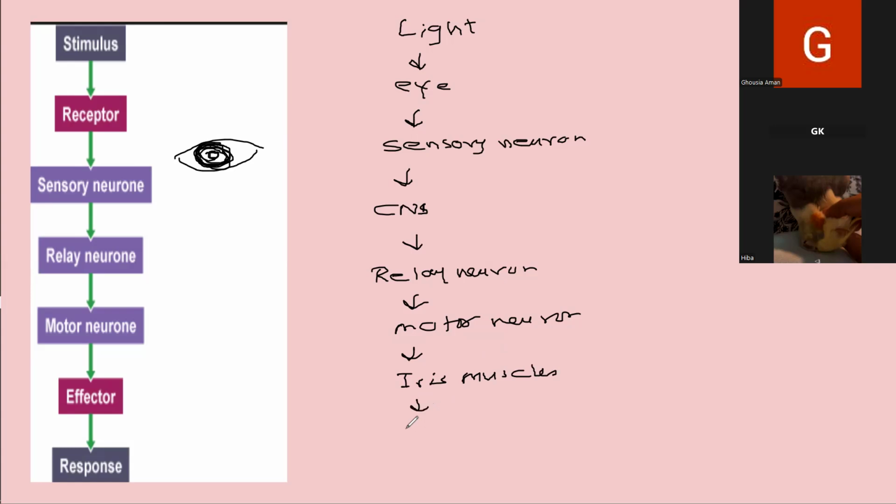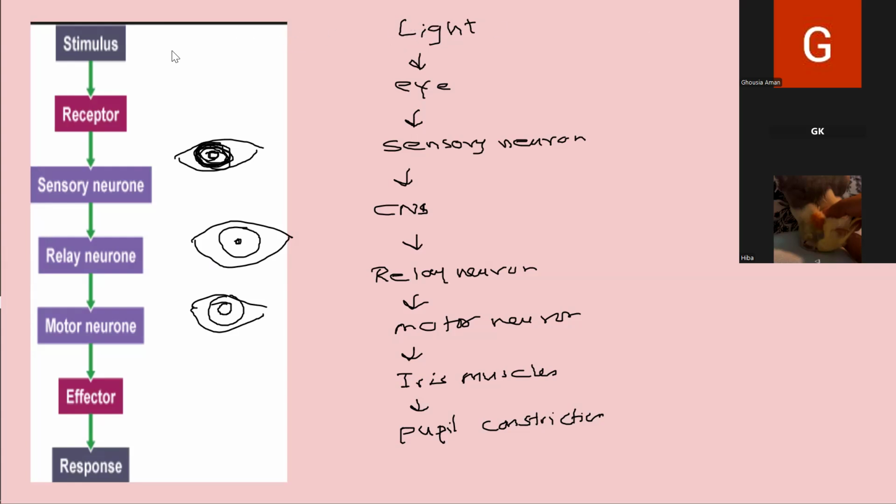And what is the response? Pupil constriction. What is pupil? This is the small spot in the middle. It becomes smaller. In the bright light, the iris muscles will contract and this spot will become smaller. In the dim light, the iris muscles will relax and this spot, the pupil, will become wider. So this is a specific example with the bright light.